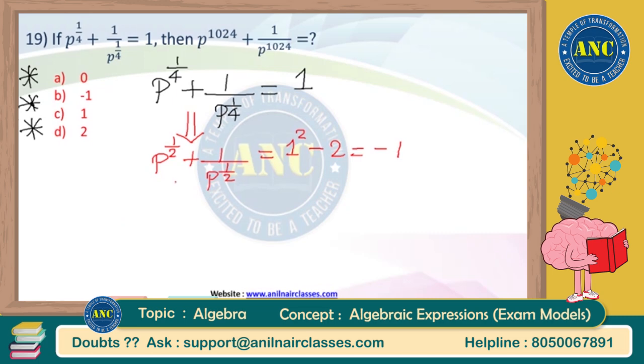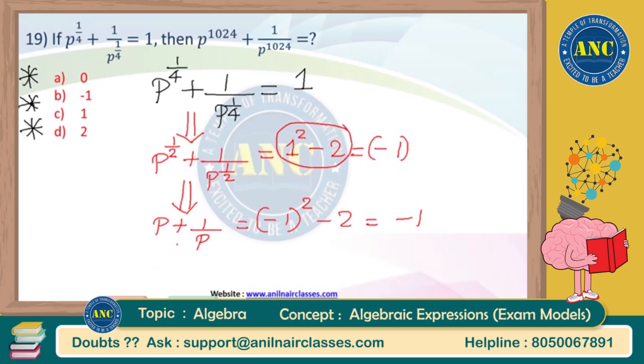Same logic once again, double the power. P power half doubled is 1, so p power 1 plus 1 by p power 1 is equal to minus 1. Same logic again: minus 1 whole square minus 2. Minus 1 whole square is 1 only, so minus 1 whole square minus 2 is exactly similar to 1 square minus 2, again minus 1. If I continue further, doubling the power gives p square plus 1 by p square, and again the right hand side is minus 1.